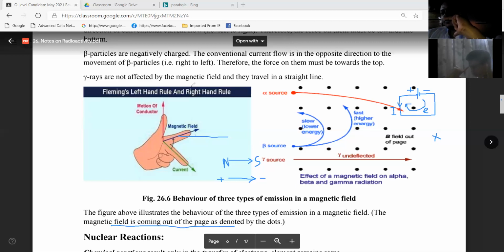That's why the alpha particle is going down. The beta particles are of opposite charge, isn't it? So if you consider the direction of your current, then it will be opposite, right? That's why you just change it oppositely. The thumb is up now, right? So the beta particles are going upwards. That's why.